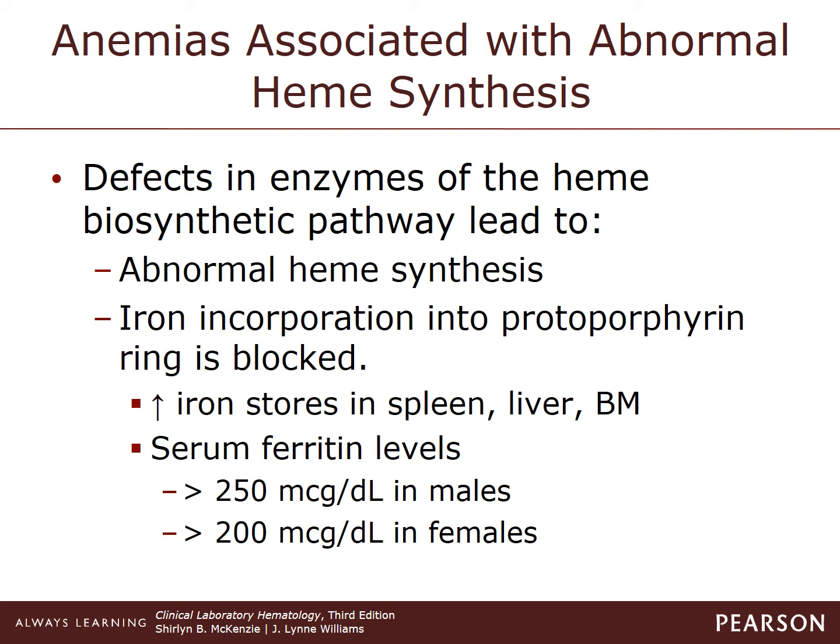Anemias associated with abnormal heme synthesis are really the ones that are defective in the enzymes of the biosynthetic pathway that lead to abnormal heme synthesis. Here, the iron incorporation into the protoporphyrin ring is blocked, which increases our iron stores in the spleen, liver, and bone marrow, which leads to our serum ferritin levels being increased.